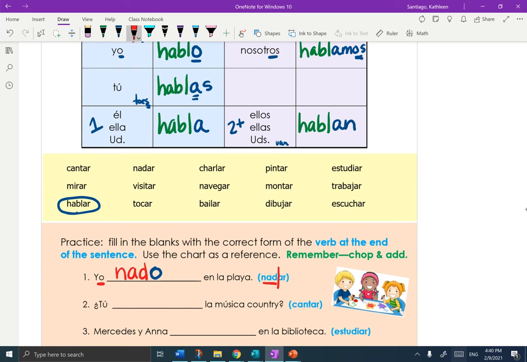Número dos. Tú blank la música country. Okay, cantar. Step one, chop off the AR. Find the root. Cant. And write that down. Go back up to the chart, and what's the ending that matches tú? The ending is as. Tú cantas la música country. So the key is to remember the chop and add. Okay, I'm going to put maybe just a little pink highlighter right over it. Remember to chop and add.